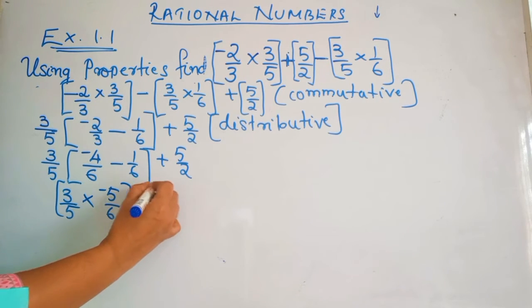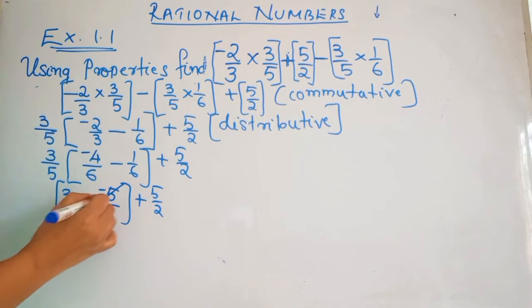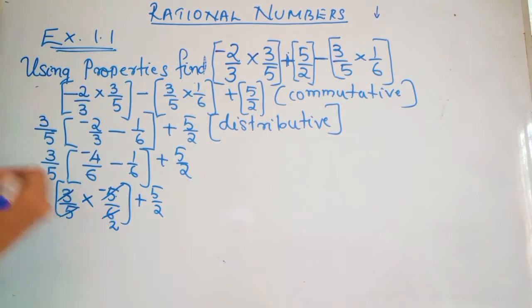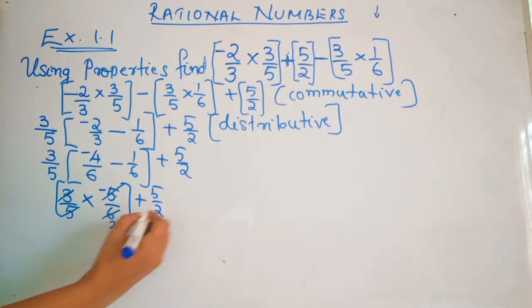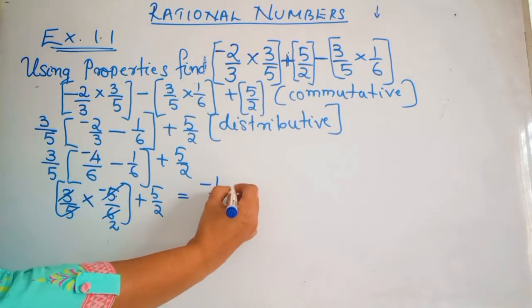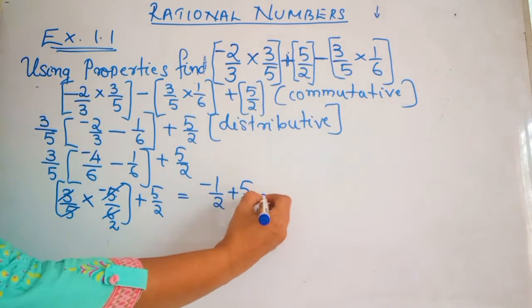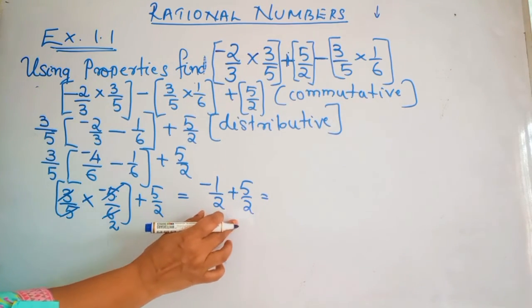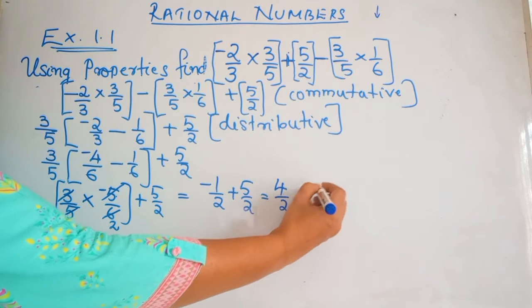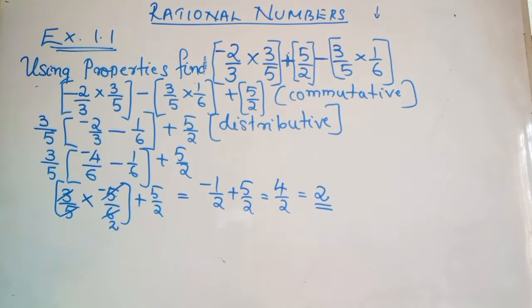Plus 5 by 2. We can solve this. Cancelling is possible: 5 and 5 get cancelled, and 3 and 6, 2 times is possible. So here we got minus 1 by 2 plus 5 by 2, and you can see that the denominators are the same. So it is minus 1 plus 5, it is 4 by 2, which is equal to 2. That is the answer.